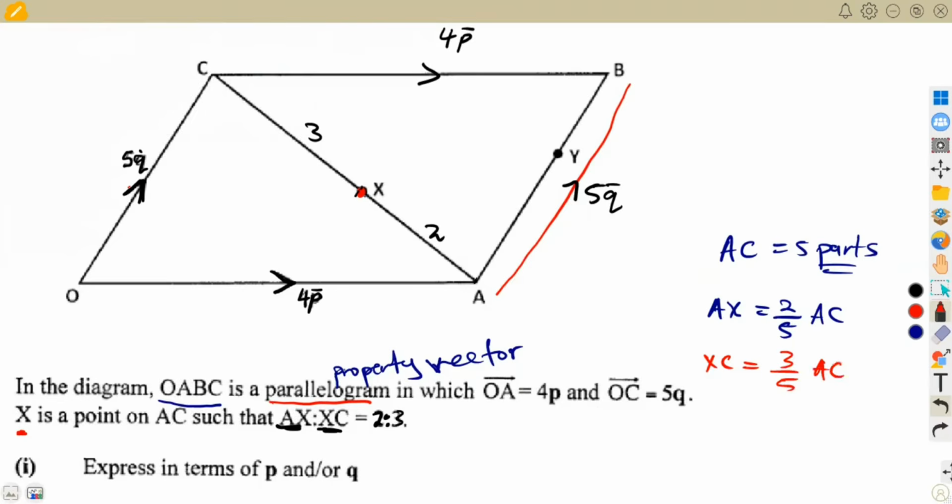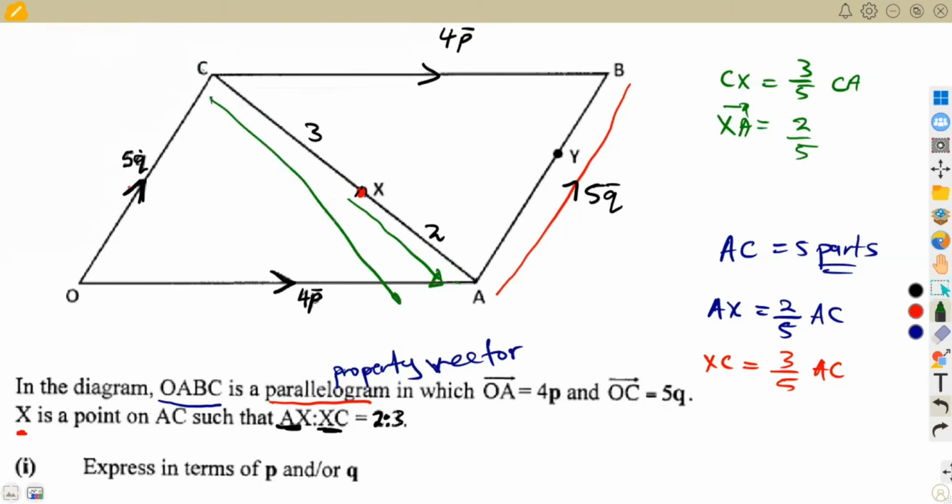Take note of the direction also here. I'm indicating the direction from A to C. If you want to refer from C to A, you are going to refer to CX, not XC, so CX is equal to 3 over 5 of CA, the direction from C to A. The same thing from X to A: take note of the direction, we are going this way from X to A. So XA is equal to 2 over 5 of CA, moving from C to A. That is the direction.